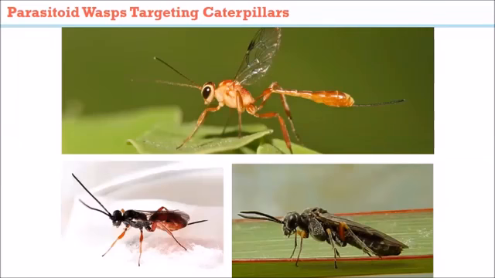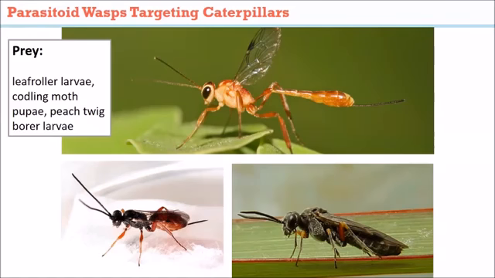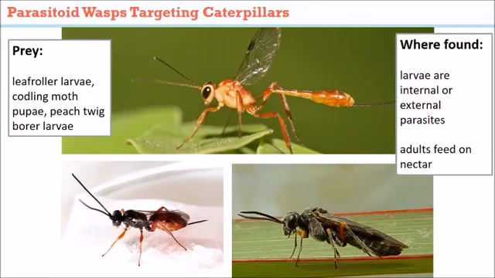All right, so there's those that target aphids, and there's wasps that target caterpillars. And they're going to be a little bit larger in size. So they can go after leaf rollers in the orchard, codling moths when they have started to pupate or form their cocoons, peach twig borer larvae. So there's hundreds and hundreds and hundreds of different species of parasitoid wasps.